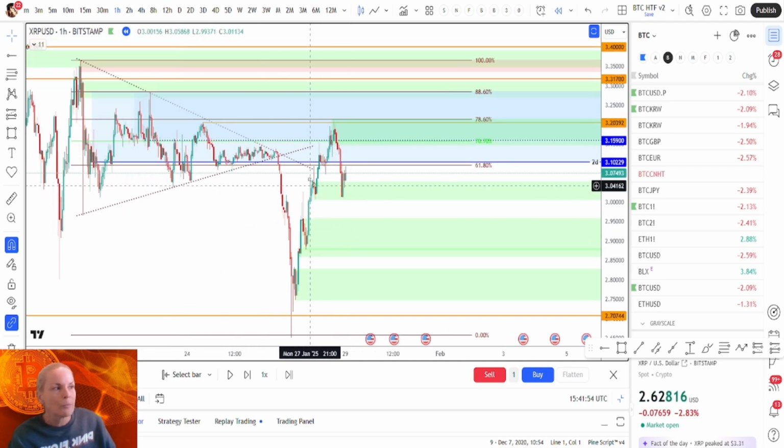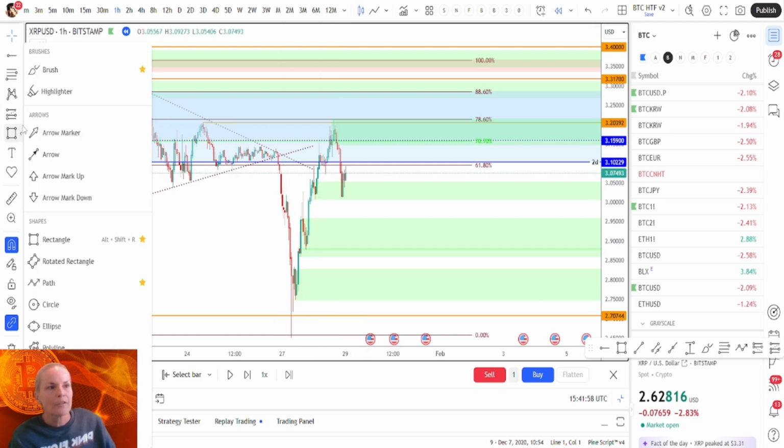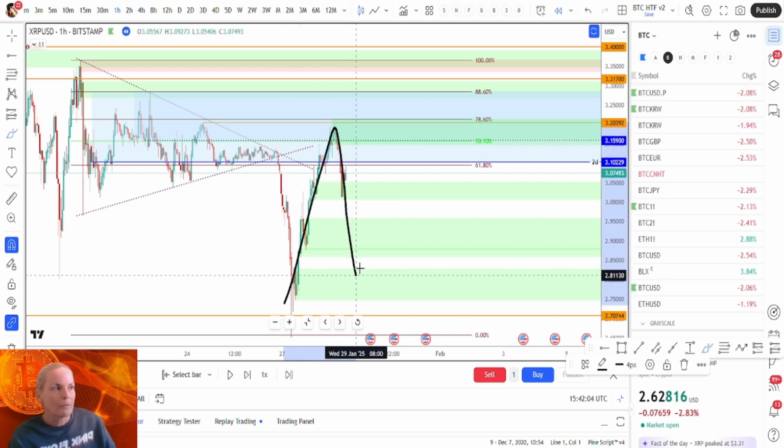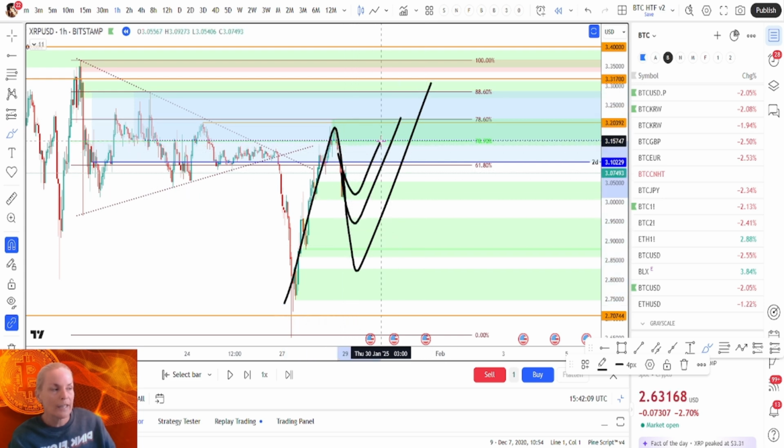But okay, now we've got a bit of a break of structure, so it's not confirmed. So again, remember, this whole thing's an uptrend. This is an up move. So this can still be a retracement before more up, to here, or to here if it's being aggressive.